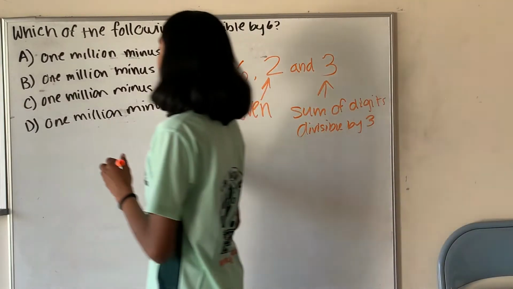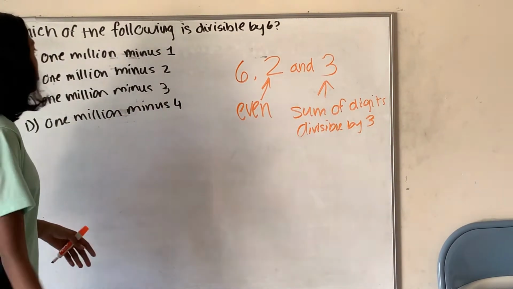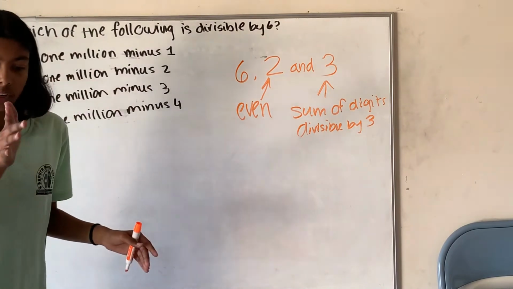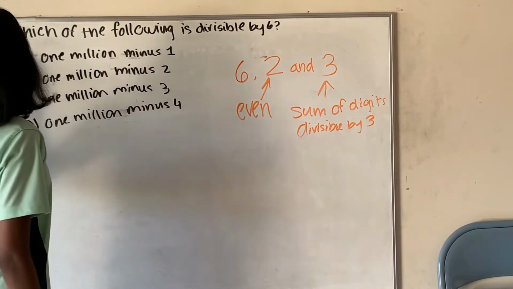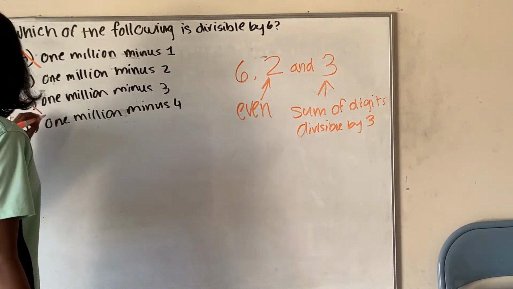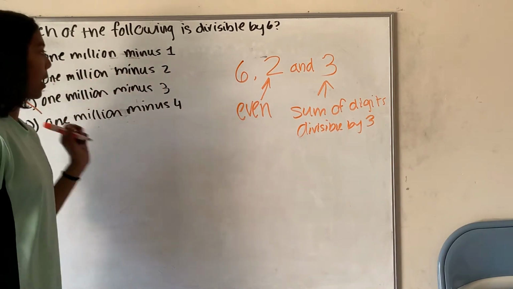So we're going to go through all our options and start off by eliminating some. 1 million is an even number because it's 1, 0, 0, 0, 0, 0, 0. It ends in 0. So if you subtract 1, it's going to become odd. Therefore, it won't be divisible by 2. The same goes for 3. Now we're left with 1 million minus 2 and 1 million minus 4.